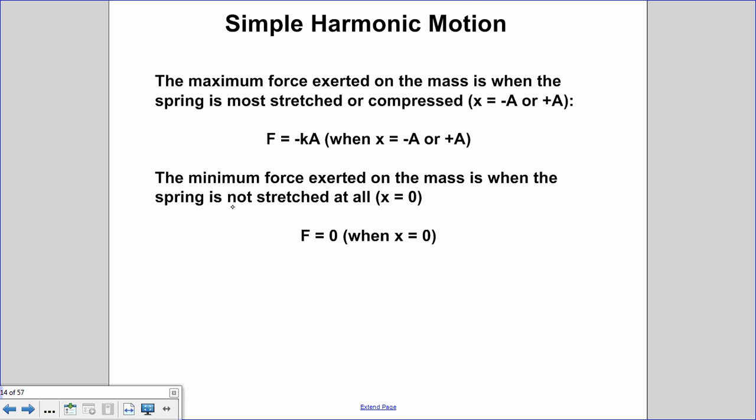All right, the last slide actually, just going back and talking more about SHM here. The maximum force on the mass is always when it is at an amplitude. So the max force would be either at its positive amplitude or negative amplitude. And the minimum force, actually zero force, is going to be when the spring is not stretched at all. So when it's gone back to equilibrium.